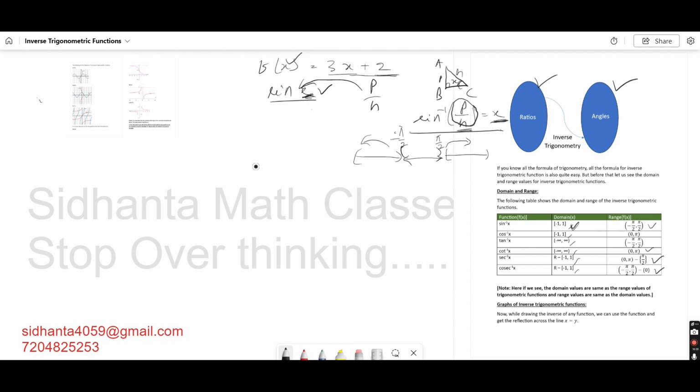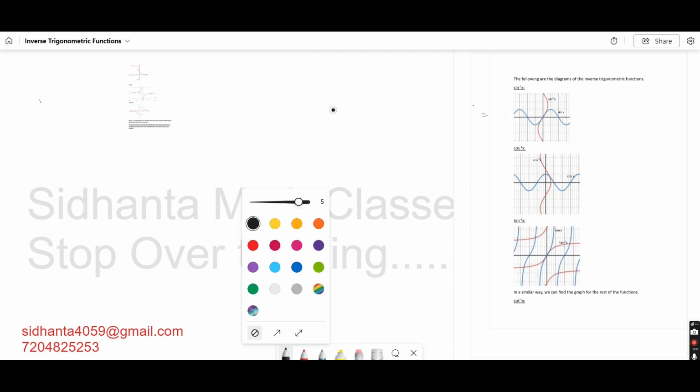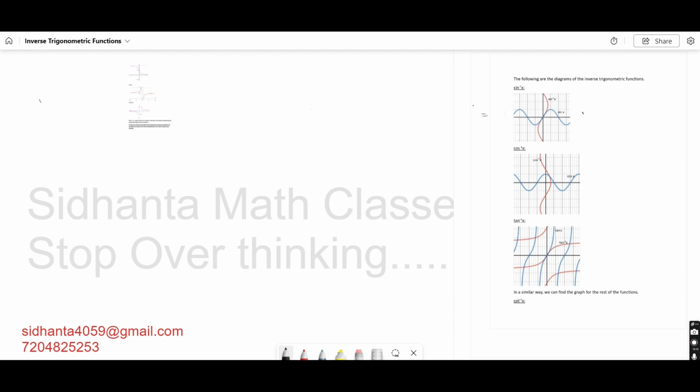It's just a domain and range, they will get interchanged because it's inverse trigonometric functions. You are taking the inverse. These are the ratio values, which are the domains. Based on the ratio values, the angles you are going to get would give you a range. And the graphs. You must have learned the trigonometric graphs. This is for sine, this is for cos, this is for tan.